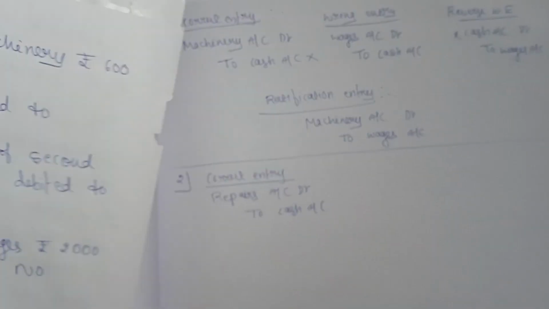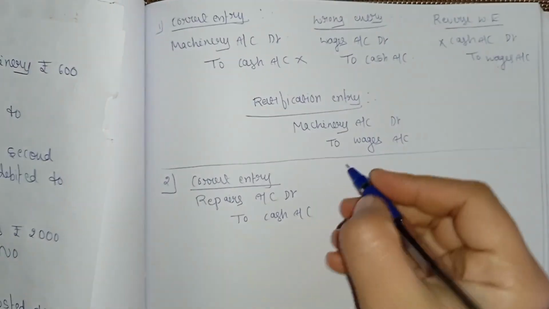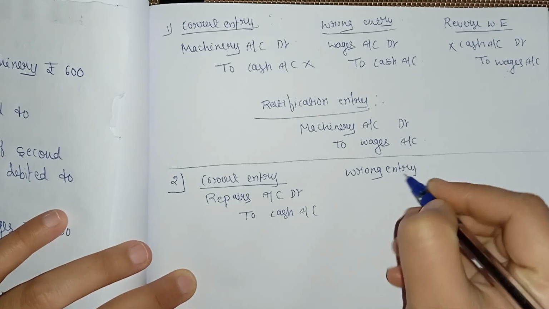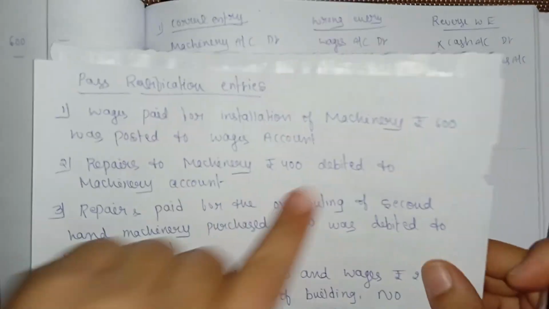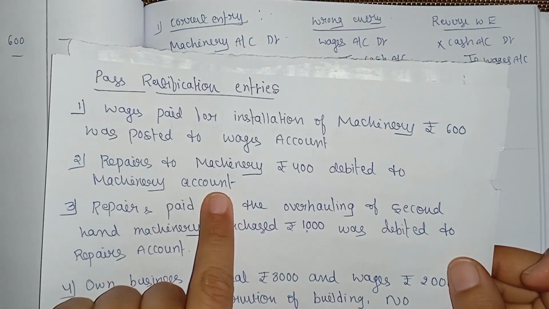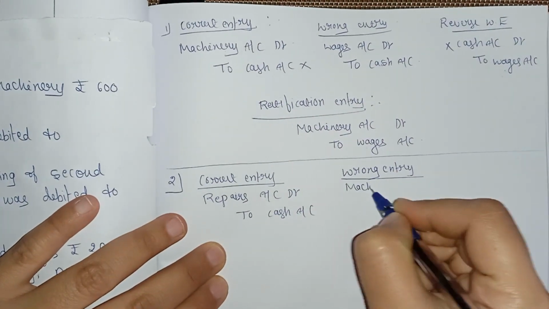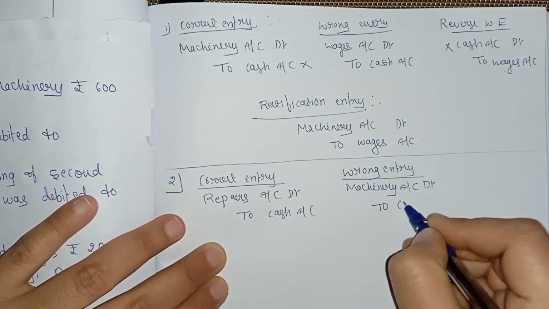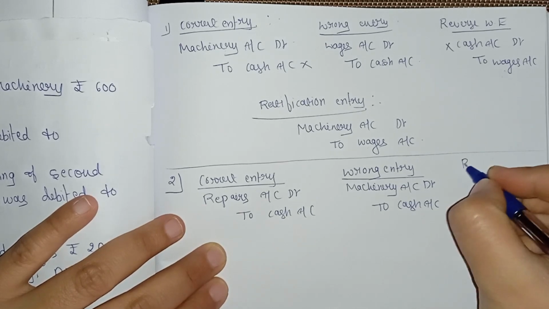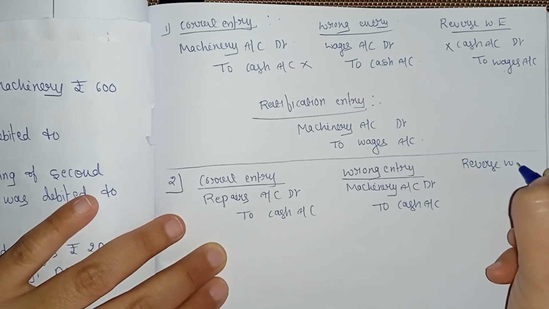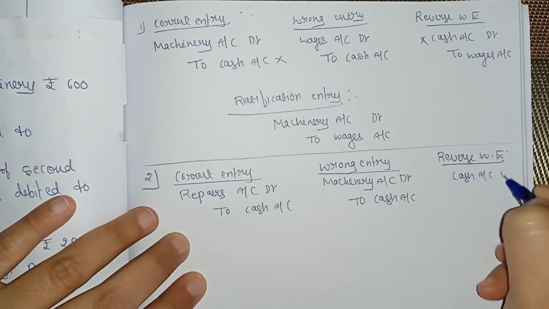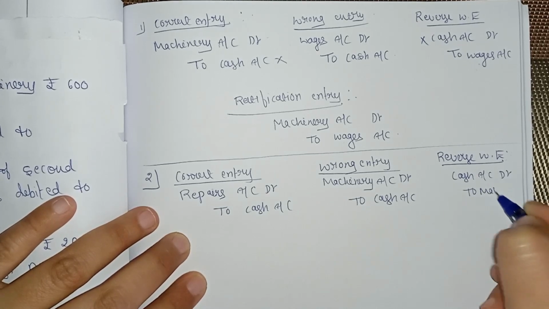Next, what is our wrong entry? What they did, they debited to machinery account. Instead of repairs account, they debited to the machinery account. So write down machinery account debtor to cash account. Next one, reverse. Reverse which entry? Reverse the wrong entry. So that is cash account debtor to machinery account.